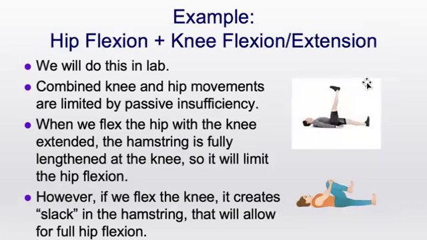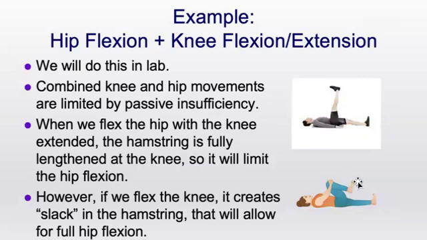And so what you're going to do in lab is flex your hip with your knee extended and flex your hip with your knee flexed. And what you'll find is in this first scenario here, your hip flexion will be limited due to a passive insufficiency. Because you are stretching the hamstring fully at the knee, it's going to limit your potential for hip flexion because of the passive stretch of that hamstring.